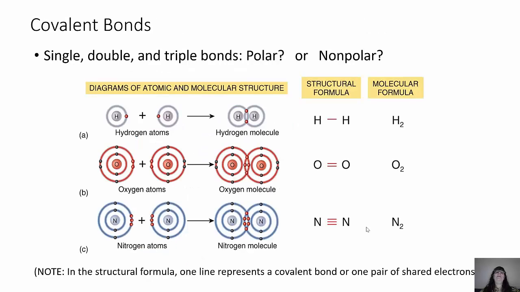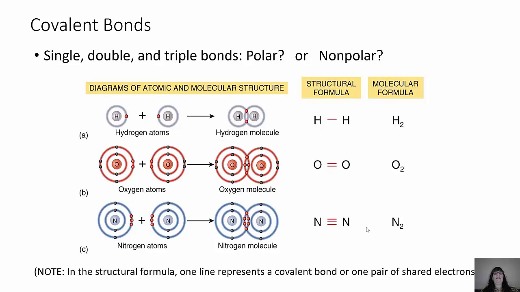So covalent bonds, we got single, double, and triple. We got polar and nonpolar. So hydrogen atoms forming a hydrogen molecule. The structural formula is just H bonded with H. Molecular formula is H2. Then you've got oxygen atoms binding together.